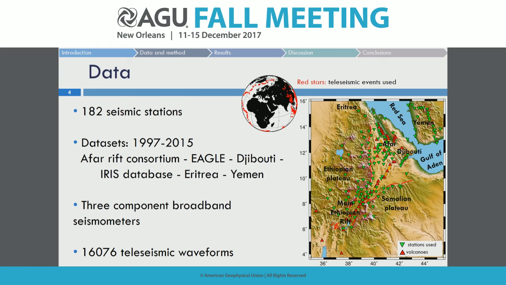For this study, I used everything I could find in the northern East African Rift: 182 stations coming from a number of projects like the EAGLE project or the IRIS database, and some temporary networks in Eritrea, Yemen, and Djibouti. All of these gave me around 16,000 waveforms to analyze.